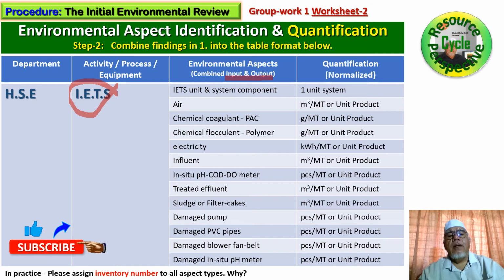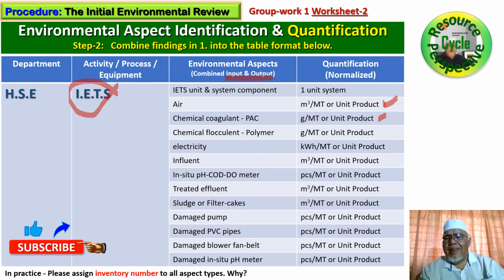As you can see now, ETS, the entire unit is one system. Okay, air, how much meter cube per metric ton of products? Air, because air is measurable. In some instances, not all. Okay, I've seen areas where you can't quantify air. Never mind, skip it. Don't force yourself to quantify it by investing on equipment which does not actually amount to sustainable business. Okay, and coagulant, this is quantifiable.